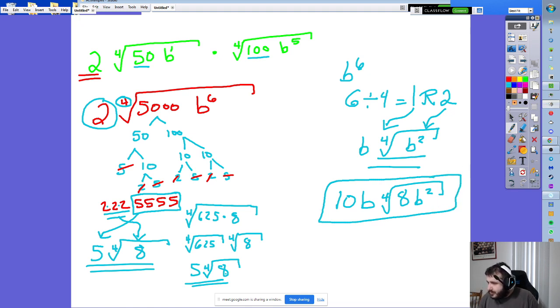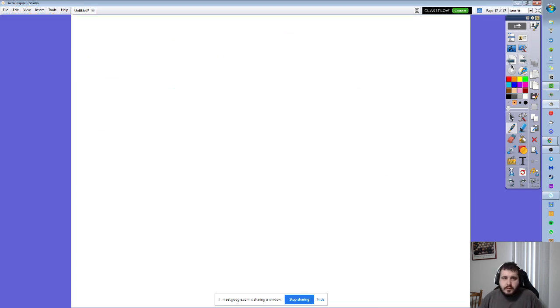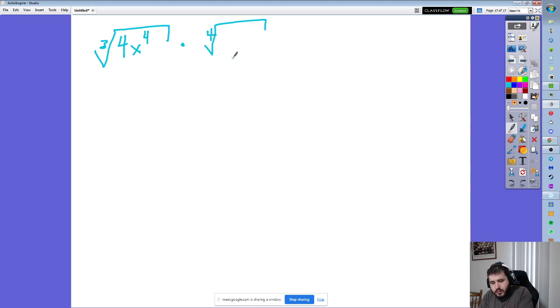Alrighty. Let's do a bunch more. Alright? We've got lots and lots and lots to do. Let's do... I'm going to skip down to number 11. And we've got the cube root of 4x to the fourth. And we got the cube root of 4x.